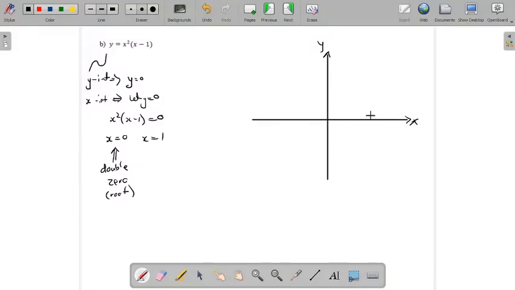Okay, so x-intercept at 1 and at 0, shaped like that, and the y-intercept is at 0 as well, the actual curve of a graph is going to look like that. Okay, so it has a turning point on the x-axis.